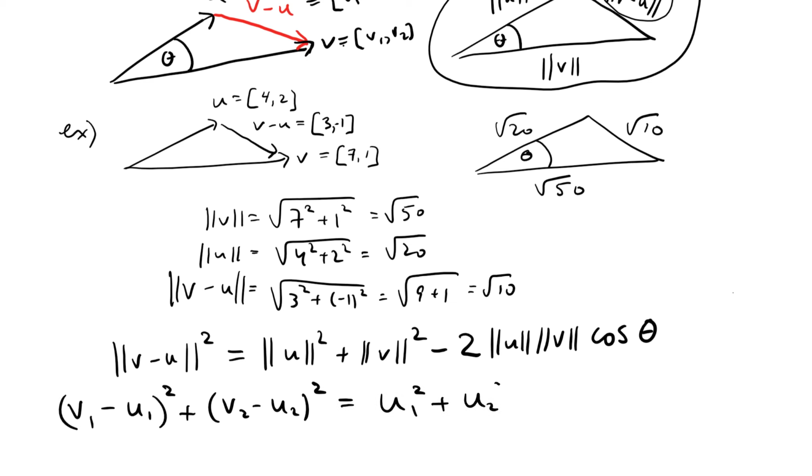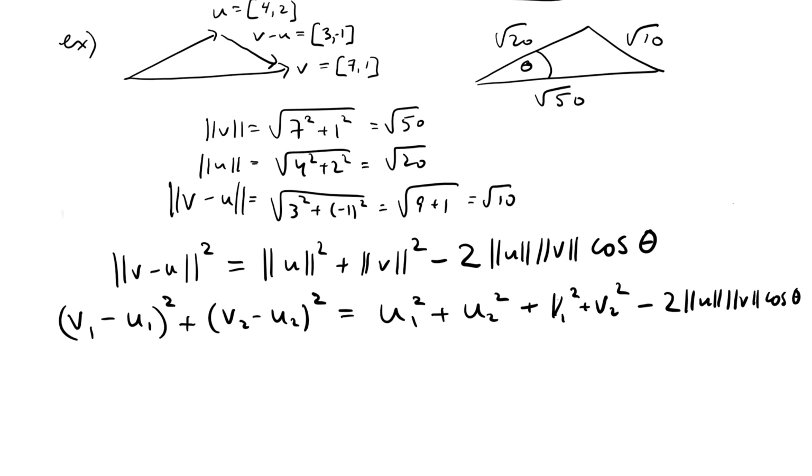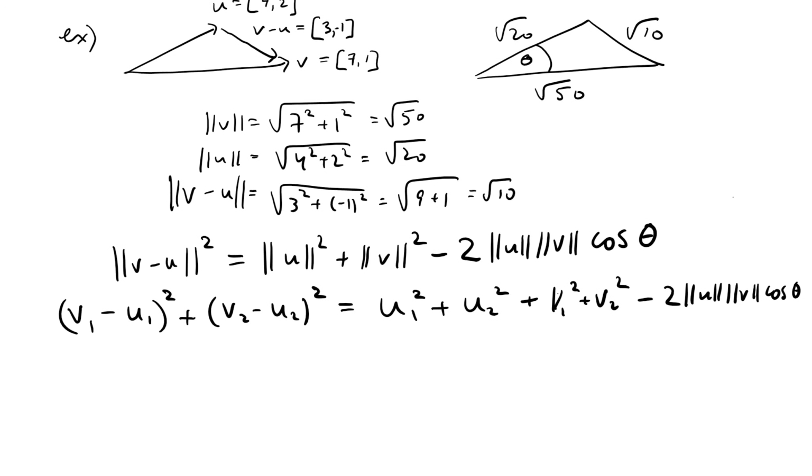u1 squared plus u2 squared, so that's the norm of u squared. That's the norm of v squared, and I'll just keep the norm of u and the norm of v as they are here for now. Okay, I could write this as the square root of u1 squared plus u2 squared, but you'll see that it will make things easier to work with if I just keep it the way it is right now.